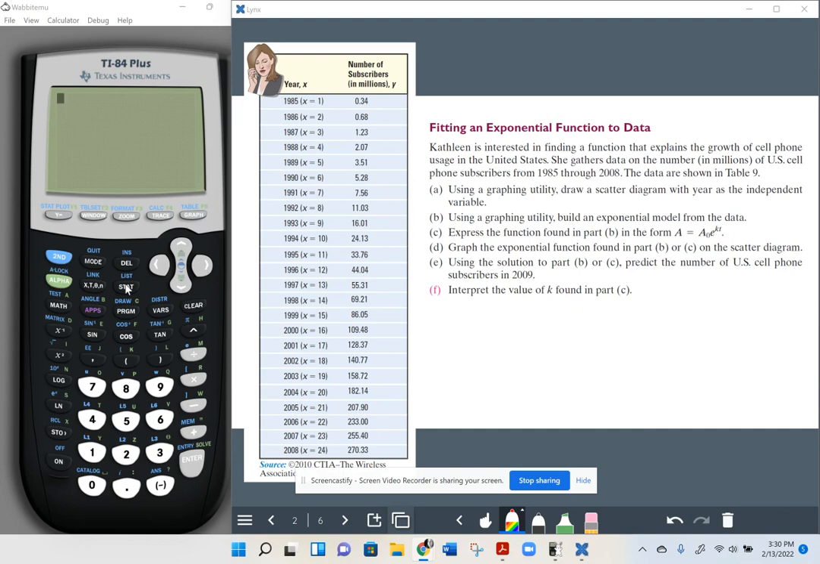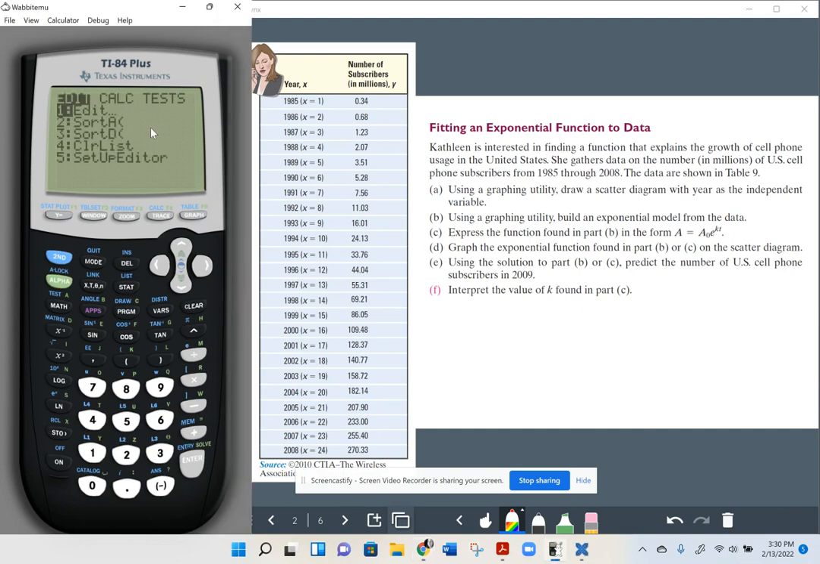So the first thing that I want to do is hit the stat button, and I'm going to hit enter, and I'm going to edit those lists like we did with linear regression. So I'm going to enter 1 through 24 over here, and then all of these Y inputs. I've already done it because it takes literally forever on this emulator, so cut out some of that time.